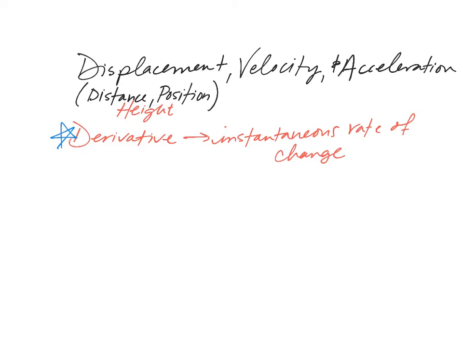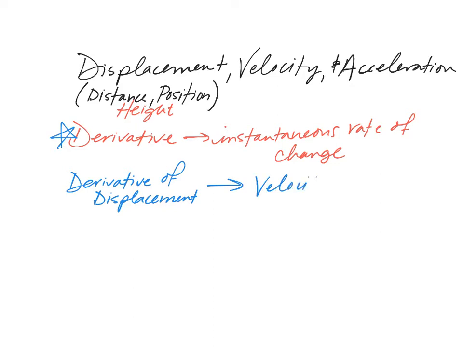So it makes sense that if you take the derivative of displacement, you get the velocity, because displacement is where something is, and the rate of change of that would be where something is over a certain period of time. And that is velocity, how fast something is moving.